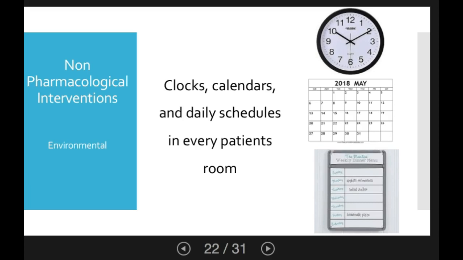So there's this program called the Hospital Elder Life Program, which uses basic environmental strategies to reduce delirium. The environment of the patients can be easily modified by ensuring that every patient's room has a large clock, calendar, and daily schedule in order for the patient to maintain continuity of their life outside the hospital. So really, the biggest part of this is just that orientation, always reorienting to what time and date and year they're in and where they are and why they're here.